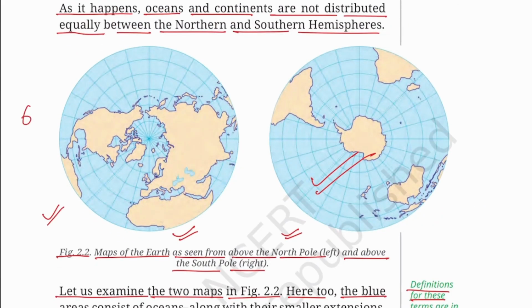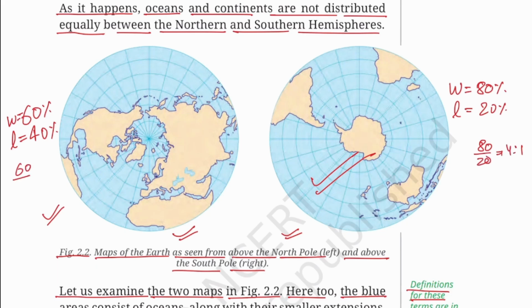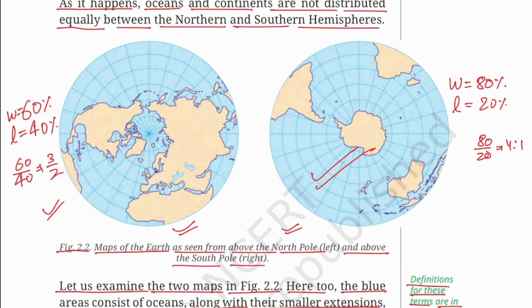If you see the map here, you will find water almost 60% and land almost 40%. In the southern hemisphere, you will find water almost 80% and land almost 20%. Then the ratio becomes 80 divided by 20, or 4 is to 1. Here the ratio becomes 60 divided by 40, that is 3 is to 2. If you see on the Earth, the water to land ratio becomes that is 70% water and 30% land. We already know it.